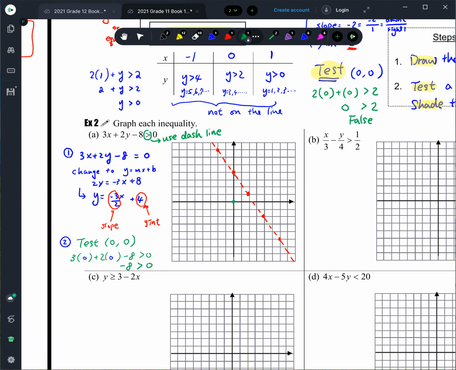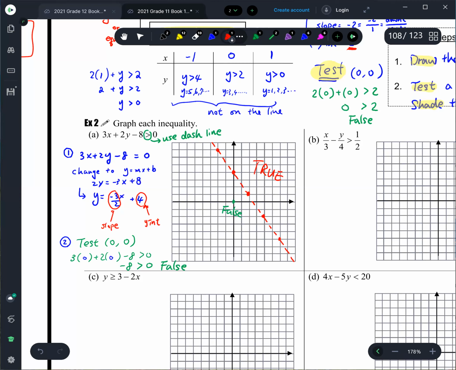Is that statement, -8 greater than 0, true or false? Jenny? False. Yeah, that one is false, right? -8 is not bigger than 0. We can write false. So if 0, 0 is false, everything on the same side will be false. That means the other side will be the true side.